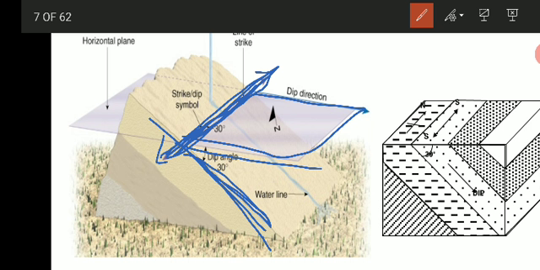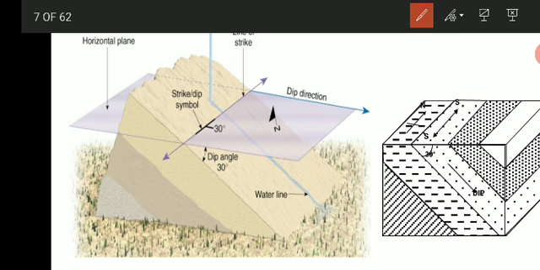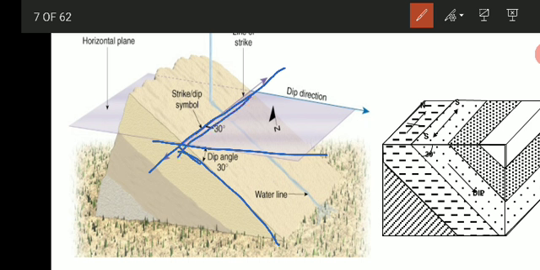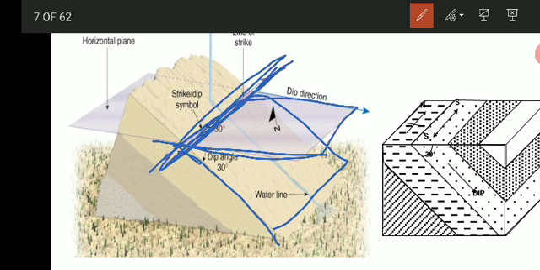So strike can be defined as the direction of the line which is formed by the intersection of the bedding plane and the horizontal plane. So they are intersecting along this line. Okay, so this is a bed, and this is a horizontal plane. So they are intersecting at this line. So the direction of that line is called the strike.